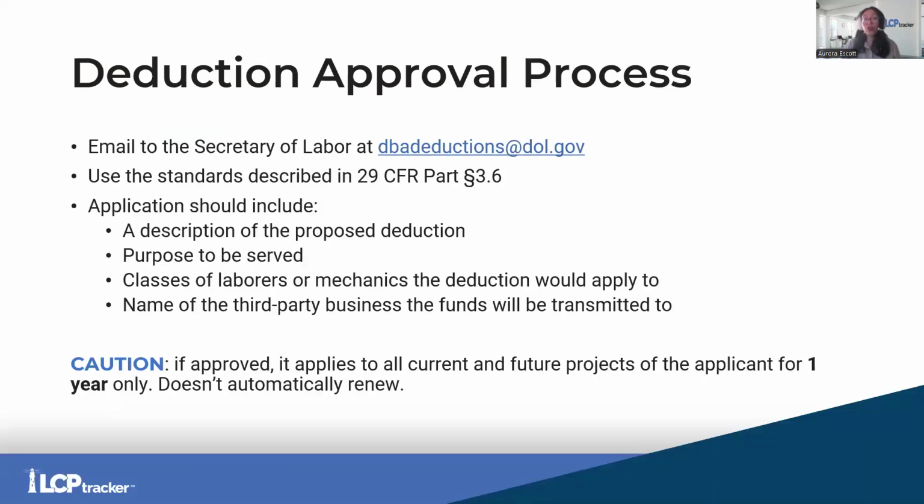But what happens if you have a deduction that does not fall in these permissible deductions? You would need to ask for approval from the Secretary of Labor. You would reach out to them at the email DBA deductions at dol.gov. It would also be beneficial to check out 29 CFR Part 3.6 if you have a funky little deduction that you need approved, because it will give you the steps on how to submit a good application. You would need to make sure you're describing the proposed deduction, what purpose it's being served for, who it will be applicable for, and where the funds will eventually end up going.